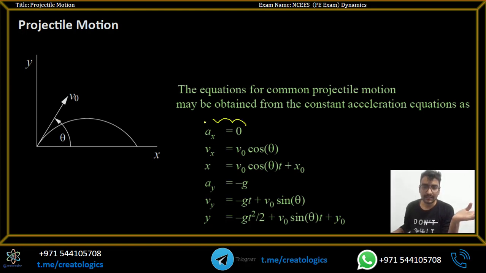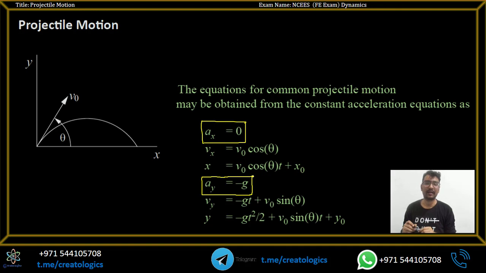First is ax. What is ax? It is the acceleration in the x direction, or horizontal direction. Once the body is thrown, once we kick the football, we are not providing any other external force to it, and hence there is no acceleration in the horizontal direction. Similarly, we have ay, the acceleration along the vertical. If you throw a ball, it will always be attracted by the center of the earth. Why?